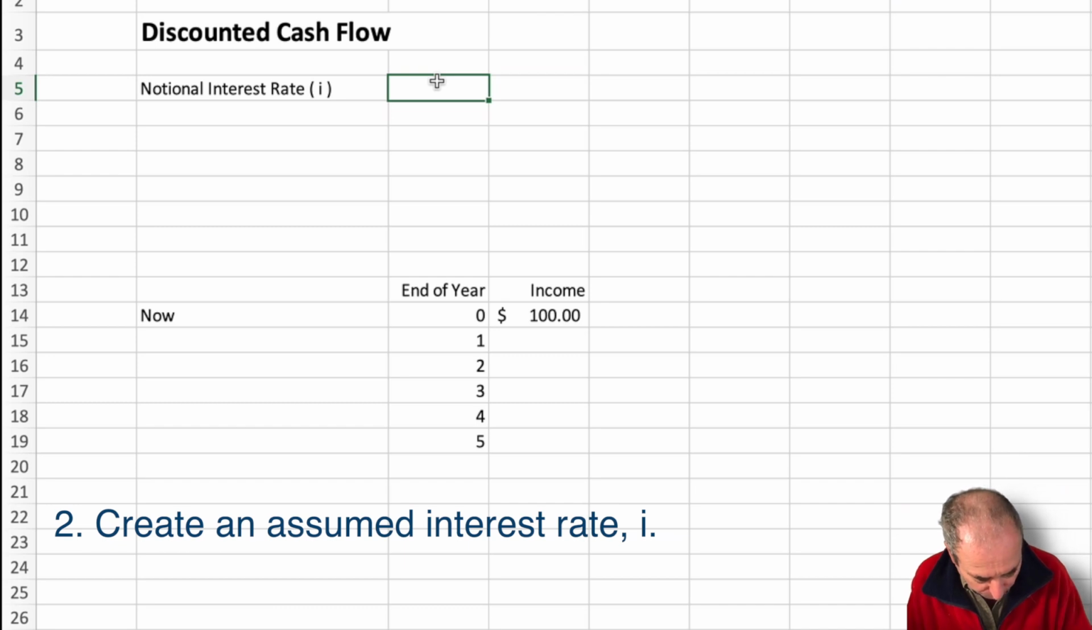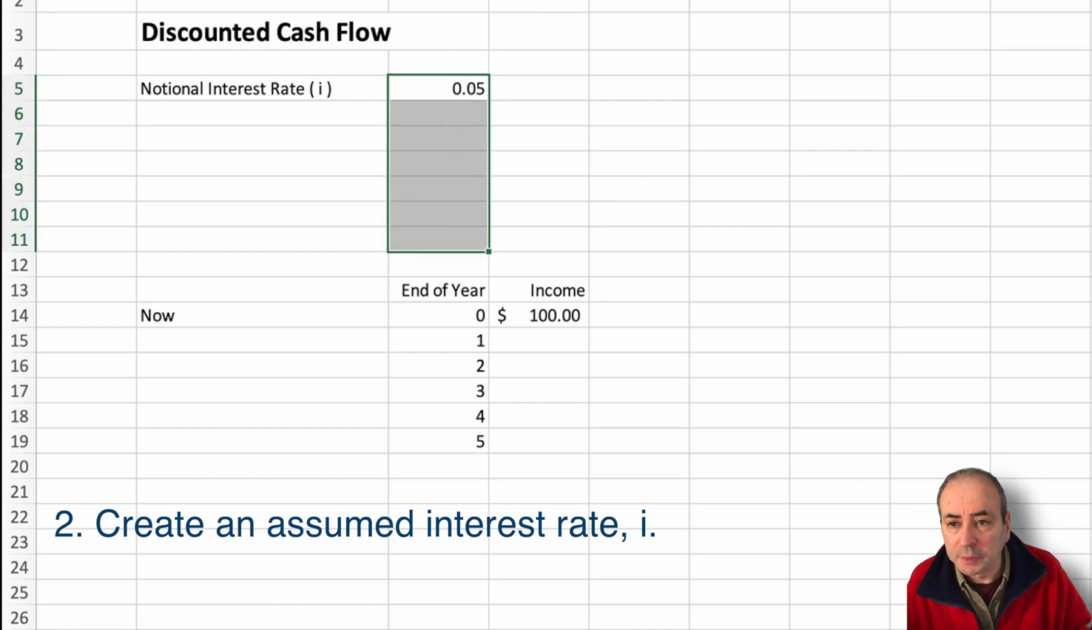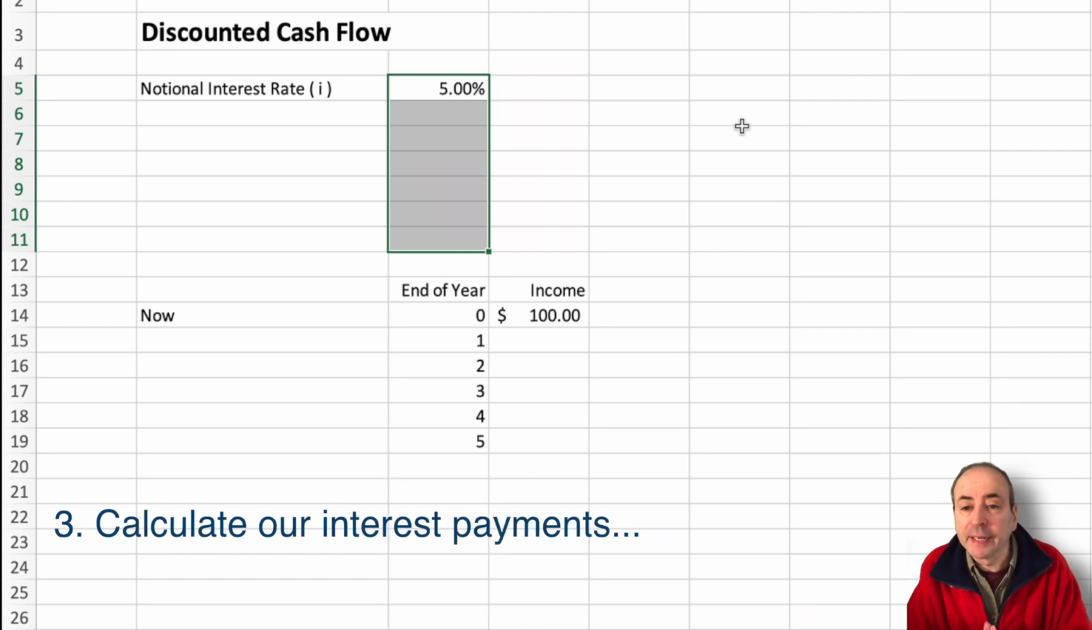So that's 0.05. But I do want to format this as an interest rate, and I know that I'm going to have some other percentages there. So let's give that a 2 decimal place percentage format. So now we know what the interest rate is. We can calculate the payments as a result of investing our $100 income in years 1 to 5.